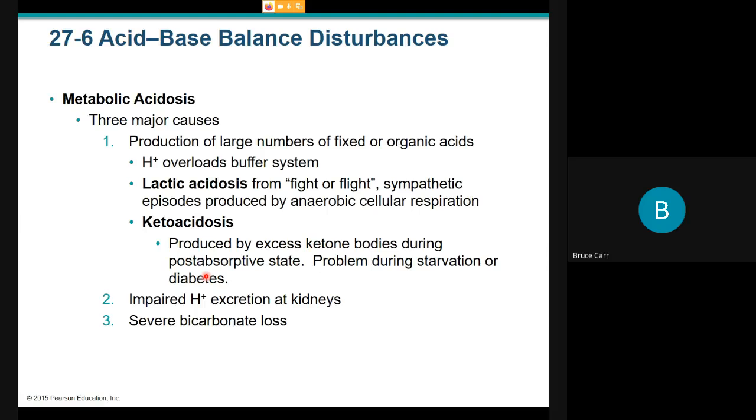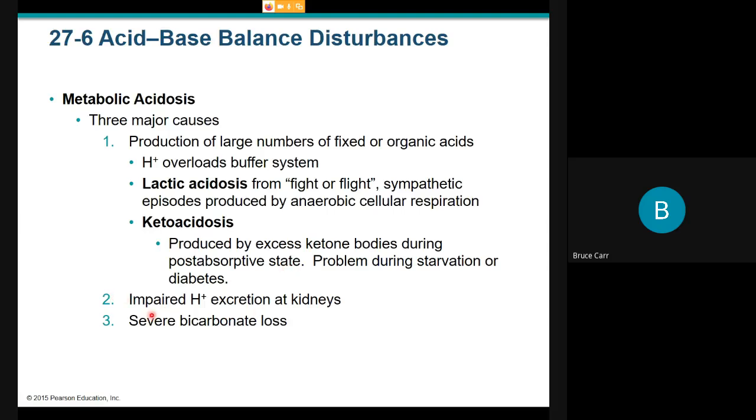Metabolic acidosis is somewhat different. 3 causes. If we have large production of fixed and organic acids, the hydrogen ion just builds up. This is where you go anaerobic. Lactic acidosis occurs. Lactic acid is hard to metabolize. Ketoacidosis, a different conversion to produce a form called ketone bodies is seen. The ketone body concentration goes up in the blood. This is a problem during starvation or during diabetic attacks when there's a specific problem in digestion.